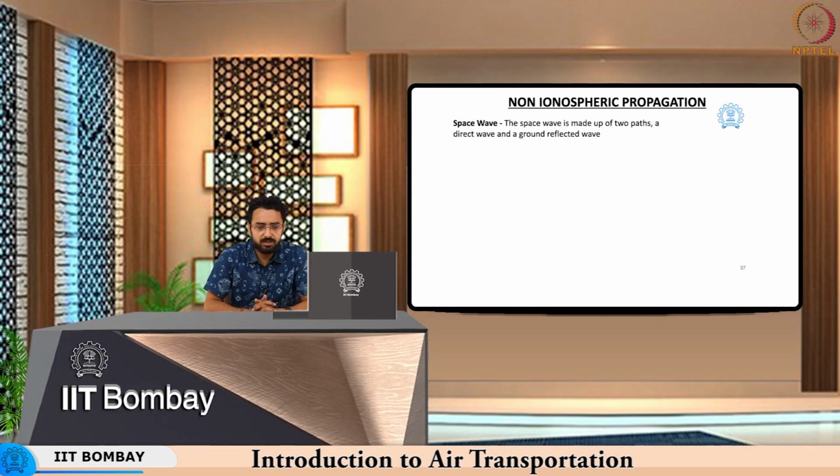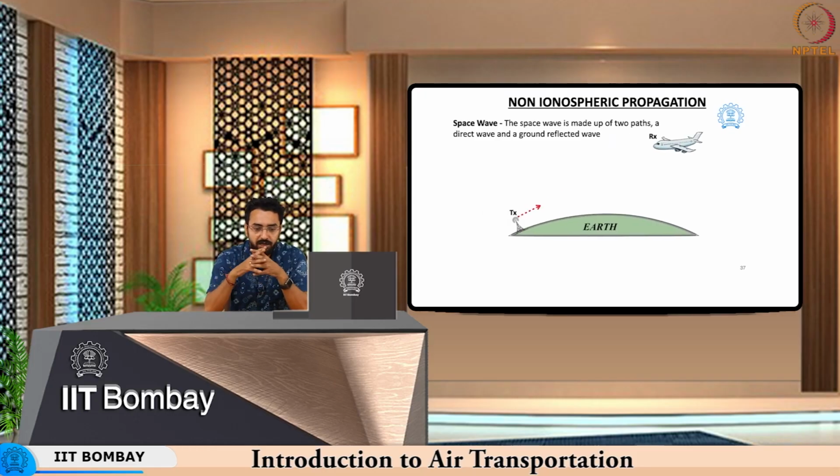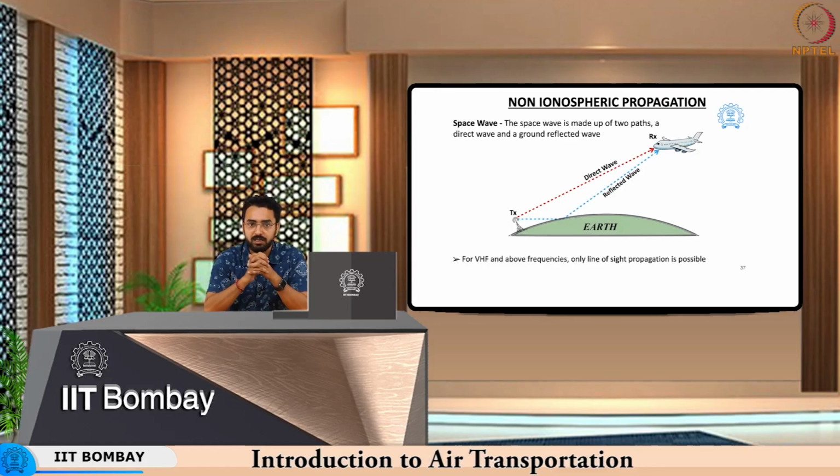The space waves, as I mentioned to you, there are two ways such waves occur, that is direct wave and a ground reflected wave. The direct wave reaches the aircraft directly from the transmitter, whereas the ground reflected wave basically is a wave that reaches the aircraft after a particular reflection from the ground.